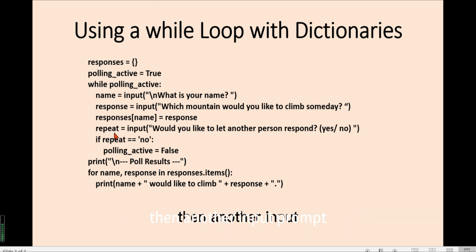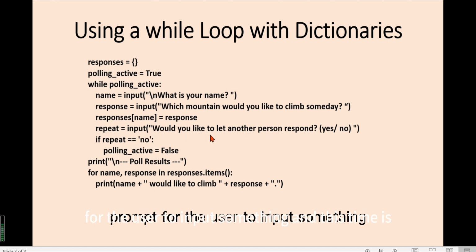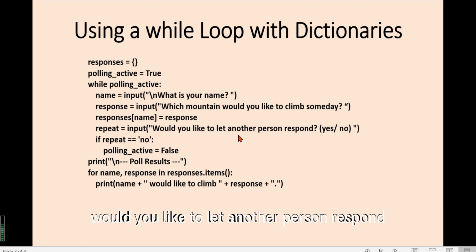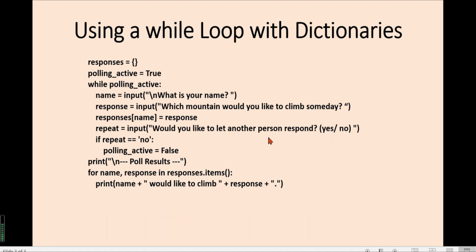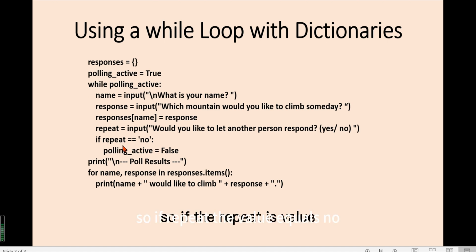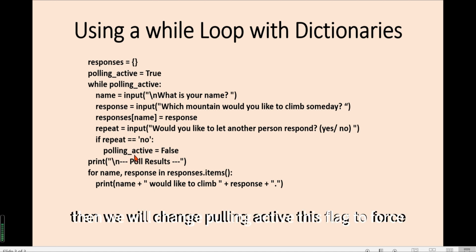Then another input prompt for the user: would you like to let another person respond? And the user will answer yes or no. If the user inputs yes, the repeat value will be yes. Then next inside the while block is an if test. If the repeat value equals no, then we will change the polling_active flag to False.